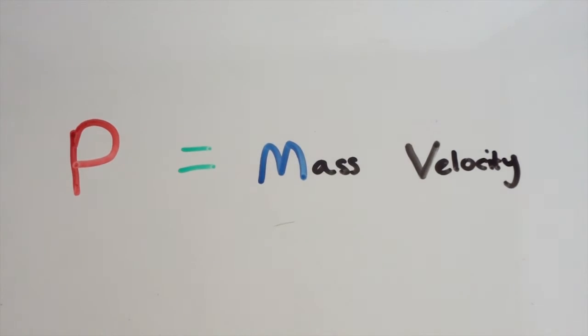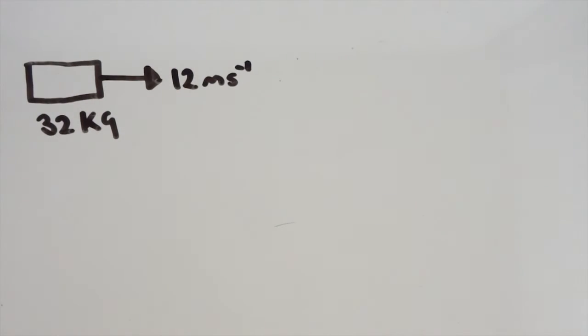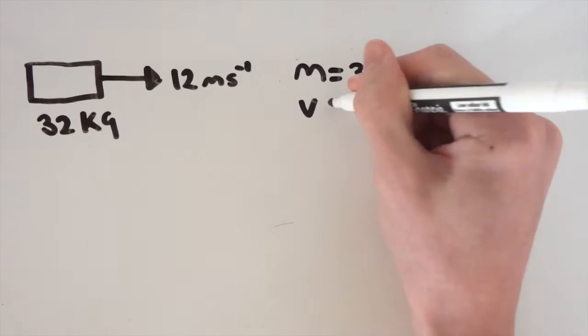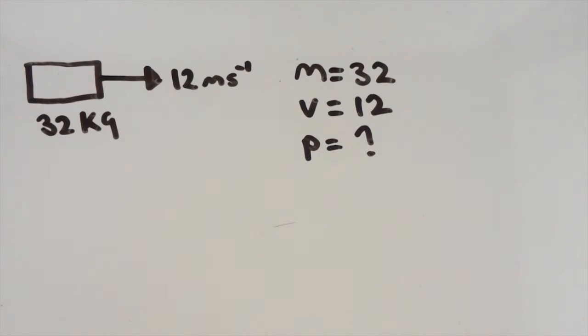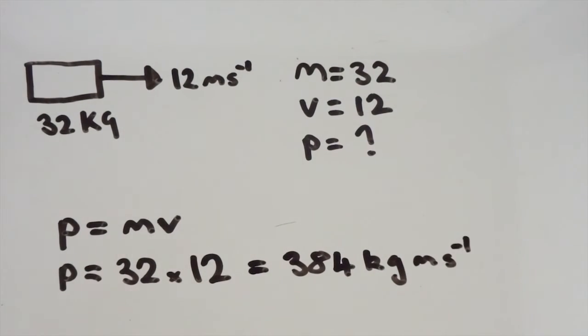Typically in an exam, you might get a question which says that the block weighs 32 kilograms and has a velocity of 12 meters per second. When you see these sorts of questions, it's a good idea to write down the important parts which you've discovered from the question. You've been given m and v, and you're looking for p, so put a question mark next to that one. Using the formula p equals mv, we can substitute those numbers into this equation to get p equals 384 kilogram meters per second.